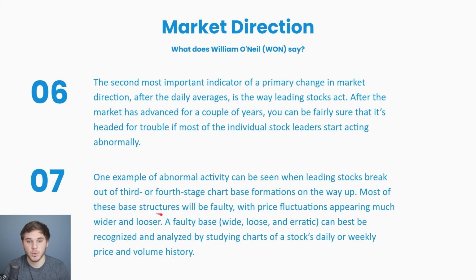Most of these base structures will be faulty, with price fluctuations appearing much wider and looser. A faulty base, wide, loose, and erratic, can best be recognized and analyzed by studying charts of a stock's daily or weekly price and volume history. So definitely some very important things to remember from How to Make Money in Stocks.